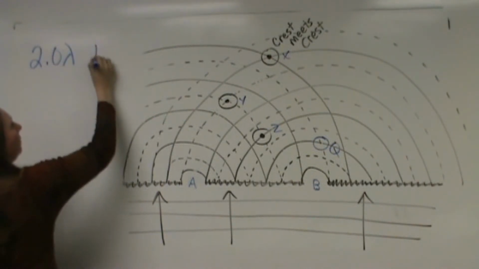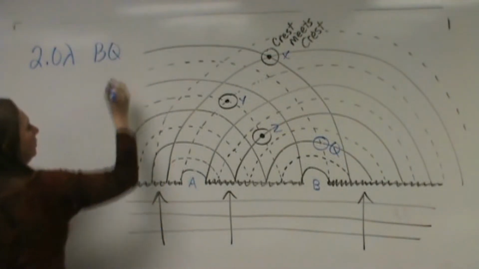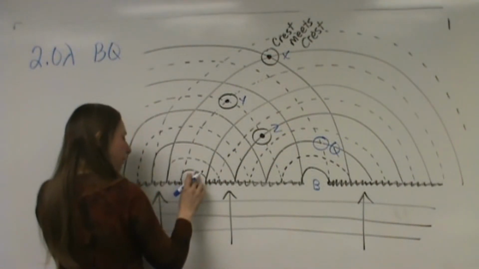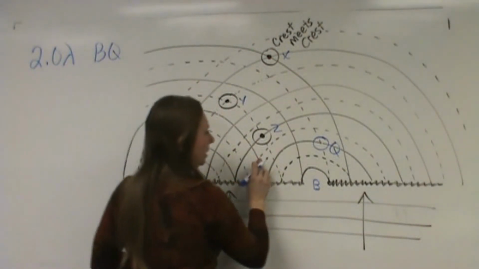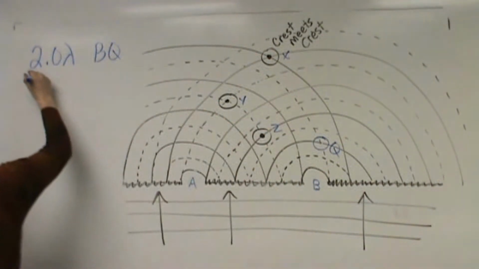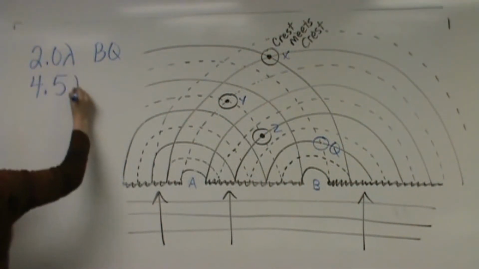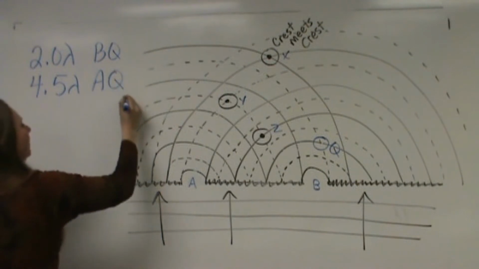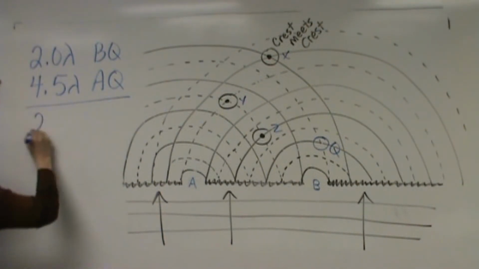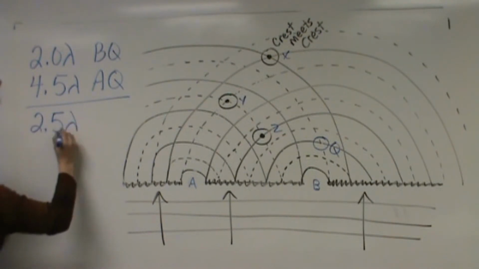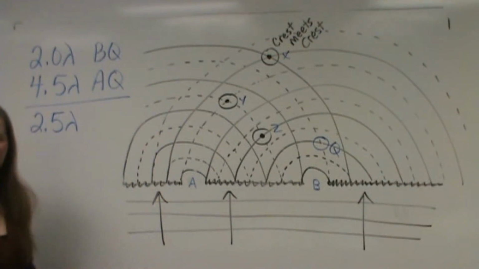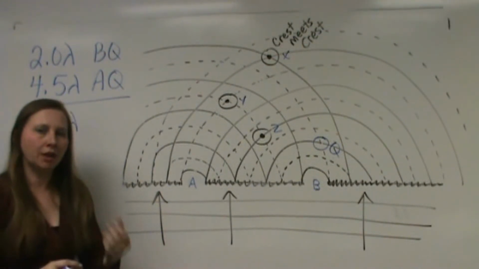From B to Q. How about A to Q? From A. One, two, three, four and a half. Four and a half wavelengths from A to Q. What's the difference between them? Two and a half wavelengths is the difference. Now, 2.5 wavelengths is an odd number of half wavelengths.